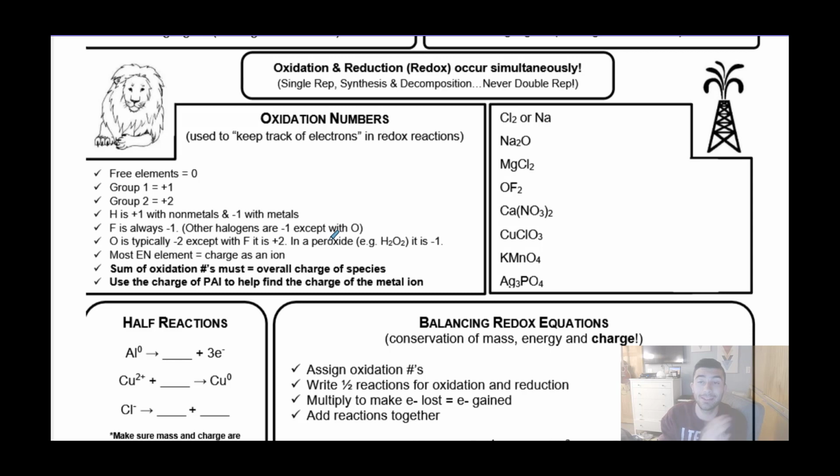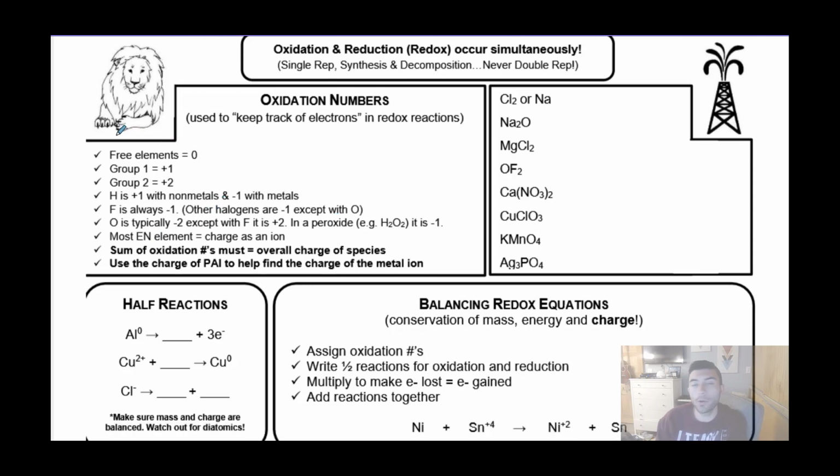For something ionic, it's its charge. For something molecular covalent, we're pretending it's ionic, assuming the electrons belong to the most electronegative element, and then seeing what the quote-unquote charge would be. That's the oxidation number, and it's used to keep track of electrons in redox reactions. We went over some rules to help assign oxidation numbers to elements in a certain species.